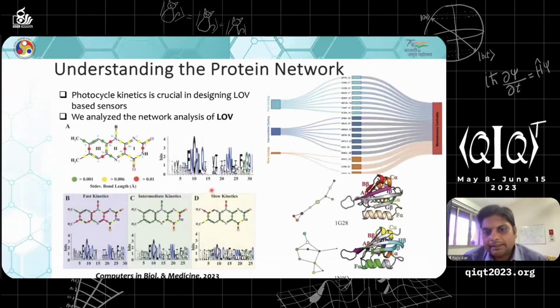As I suggested, there were some phenomena. Here are a couple of proteins that we adopted to understand the LOV protein. These are some fast cycling kinetics.